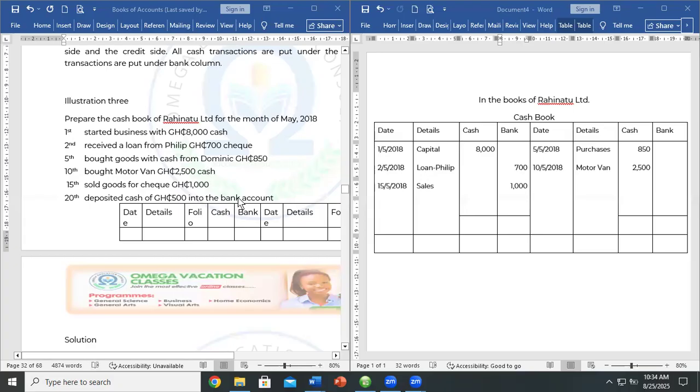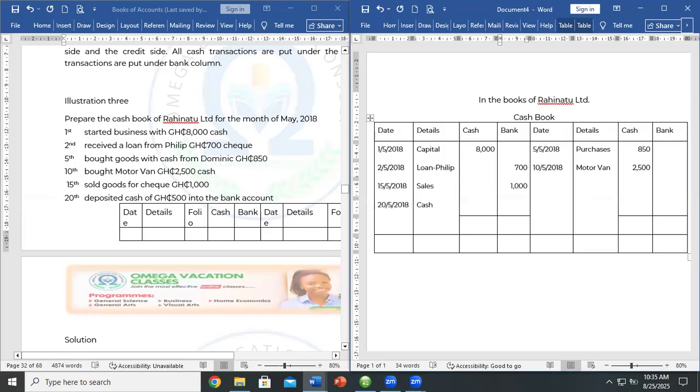If you pay attention, you see that both the cash and bank account are in this same book. So both the debit and the credit will be seen in this book. So let's do it. We need to debit bank, so we come to the debit side. We put the date there, which is 20th May 2018. We are debiting bank in the name of cash, right? Because cash gave the money to bank. So under the bank column, we put the amount there, 500.